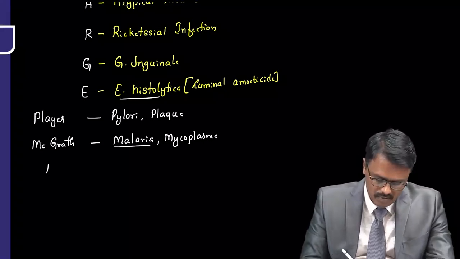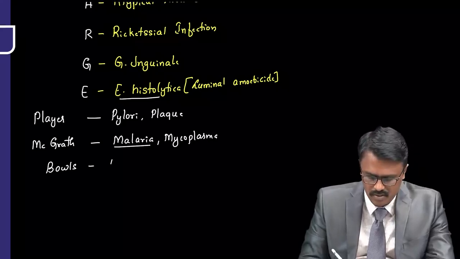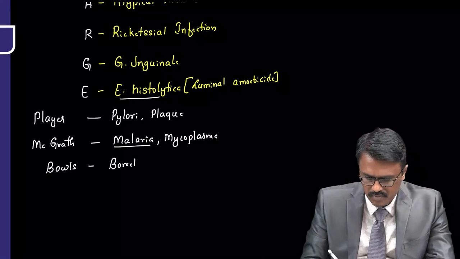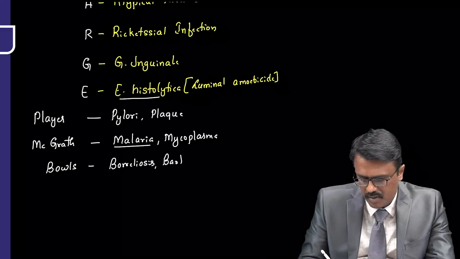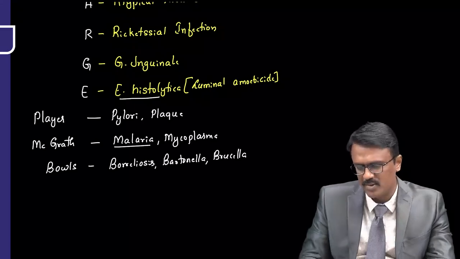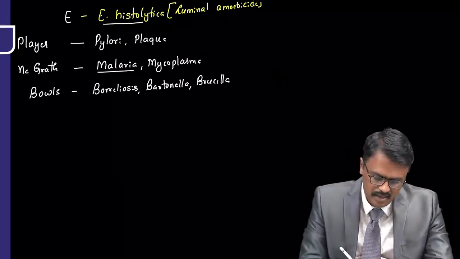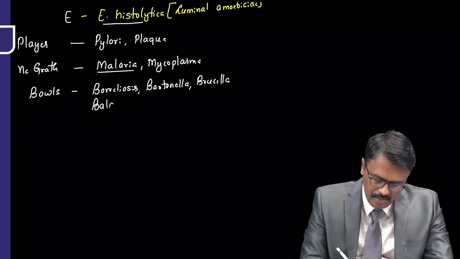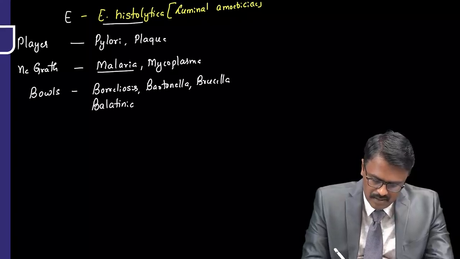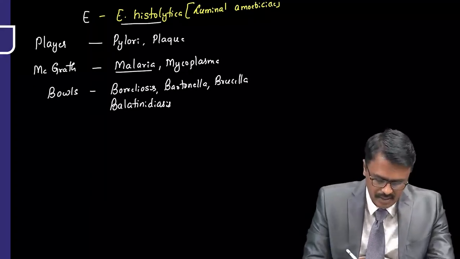Now this bowler bowls. So McGrath bowls. What is that bowls for? Borreliosis, then Bartonella, Brucella. So many are there. That's the reason why it is called broad spectrum. So borreliosis, Bartonella, Brucella, and Balantidiasis. So large player McGrath bowls correctly.